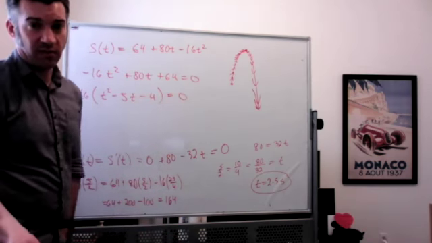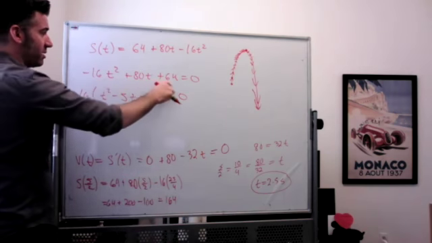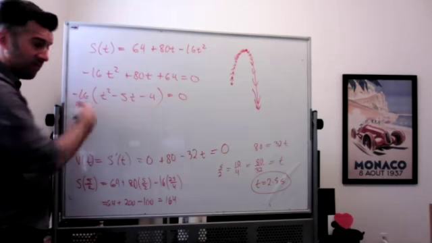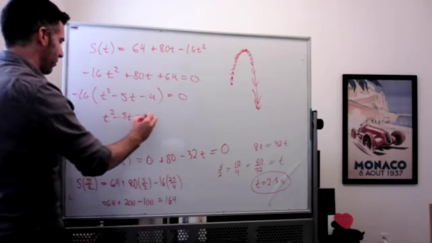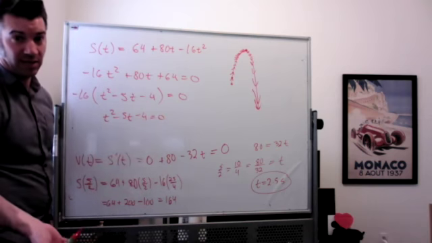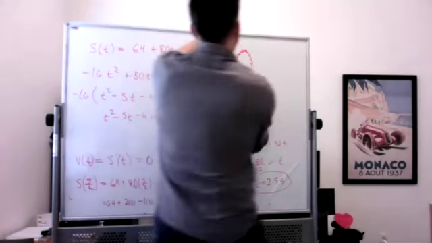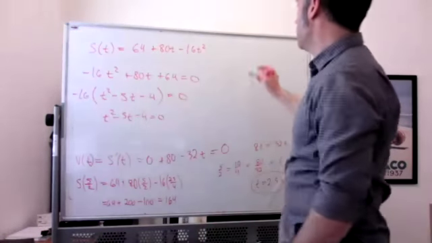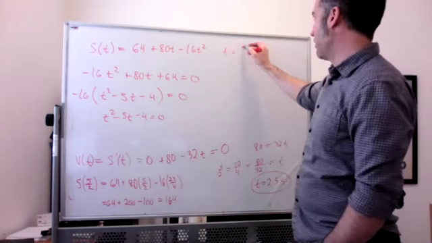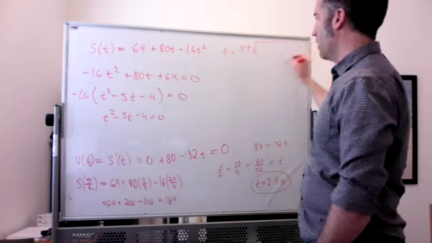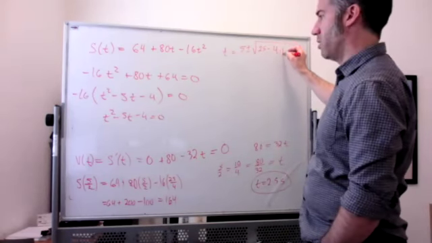Factoring still is helpful though, because we can either use the quadratic formula for this, or we can divide both sides by negative 16, so that we just have t squared minus 5t minus 4 equals 0. And that's going to be a bit nicer to use the quadratic formula on than these numbers. So let's do that. It's not pretty, but it is what it is. So our time is going to be negative of negative 5 plus or minus the square root of negative 5 squared minus 4 times 1.